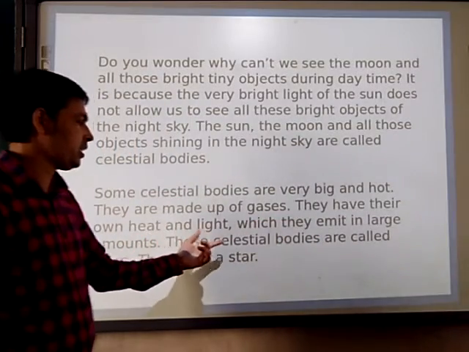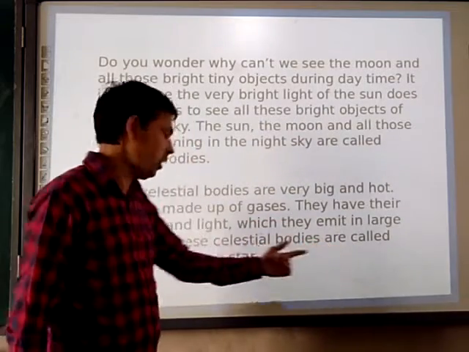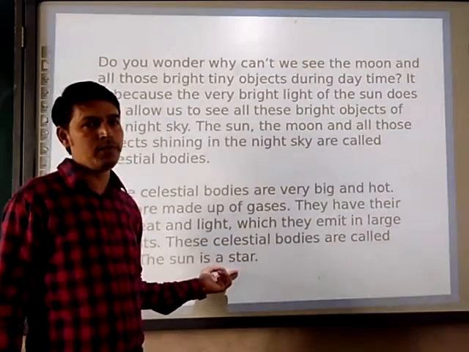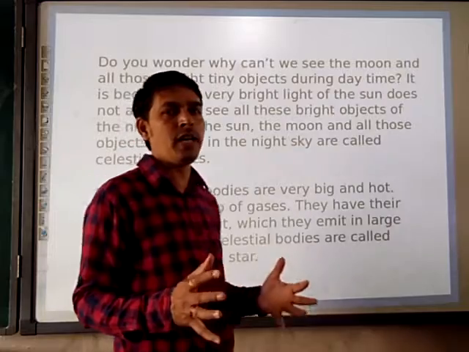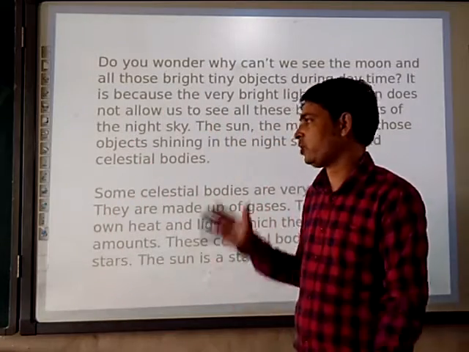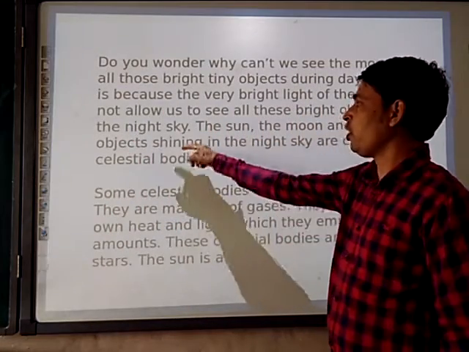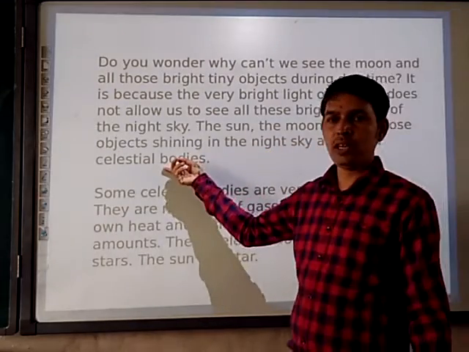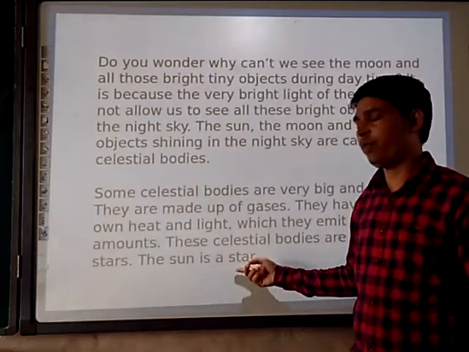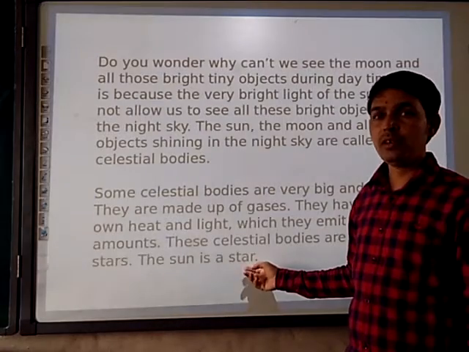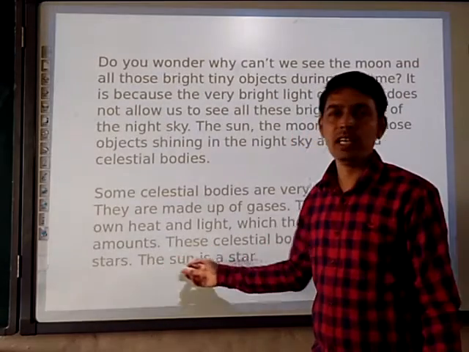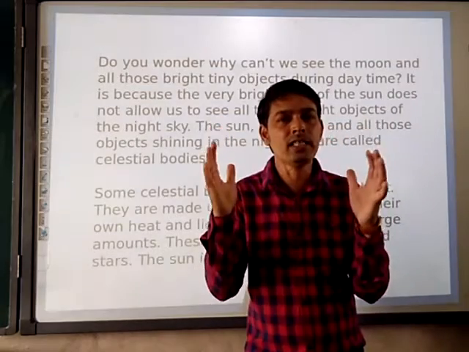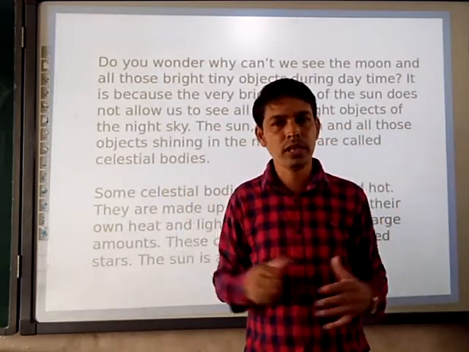So these celestial bodies are called stars, and the sun is also one of the stars. Here we are talking about what celestial bodies are. The objects shining in the night sky are called celestial bodies. A star is also a celestial body, and our sun is a star. So here we conclude that our sun is a star. Okay?